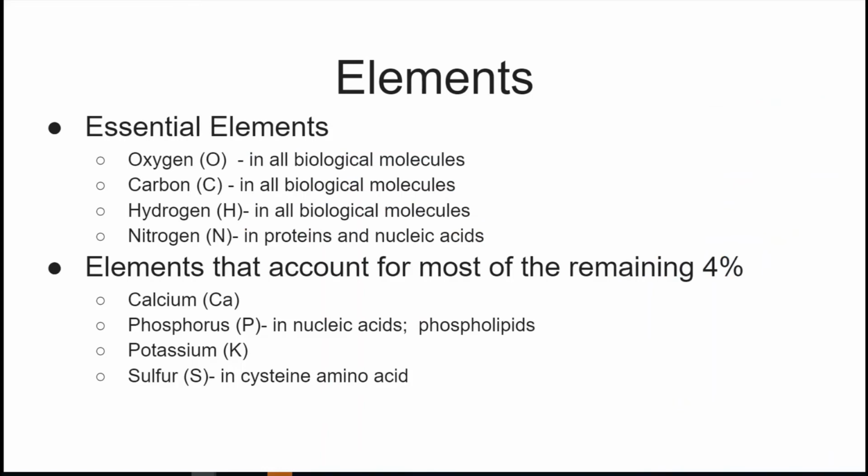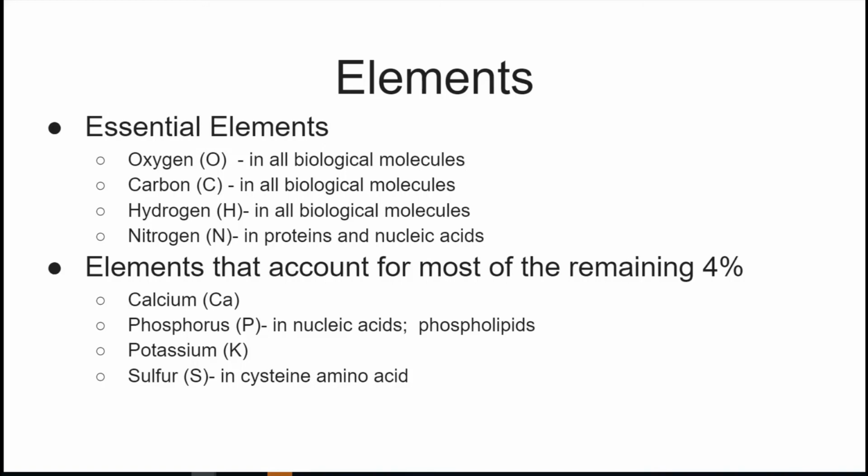So here's a brief recap of all of those elements that we talked about. Oxygen is in all biological molecules, carbon is in all biological molecules, hydrogen is in all biological molecules, but nitrogen's one that you're going to want to pay attention to, because you should know that nitrogen is in proteins and also in nucleic acids. Those four elements make up the vast majority of biological molecules. But calcium, phosphorus, potassium, and sulfur are also in biological molecules, but just in a lower percentage.